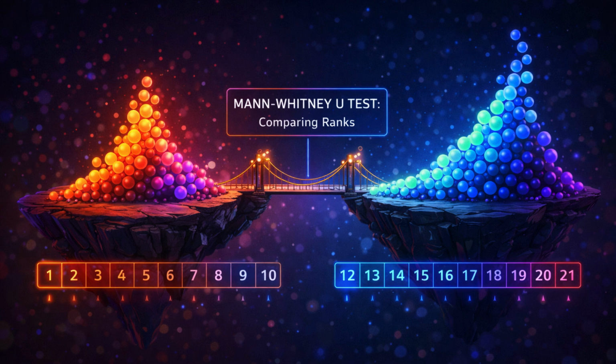Another test is the Mann-Whitney U-test. When we violate the normality assumption for a two-sample t-test, we use a non-parametric alternative. The Mann-Whitney U-test is exactly that. Instead of comparing means, it compares the distributions of two independent groups by ranking all the data from lowest to highest. It is perfect for when your data is skewed or you are working with ordinal data like survey responses on a scale of 1 to 5.